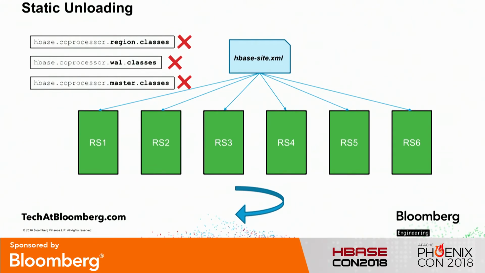To unload a coprocessor from memory, the process is pretty simple. You just remove the properties from HBase site XML, or you remove the classes from the configuration. Again, you update your HBase site XML and deploy it on all the region servers. Once that is done, you must restart your region servers, and the coprocessor will be unloaded from memory.